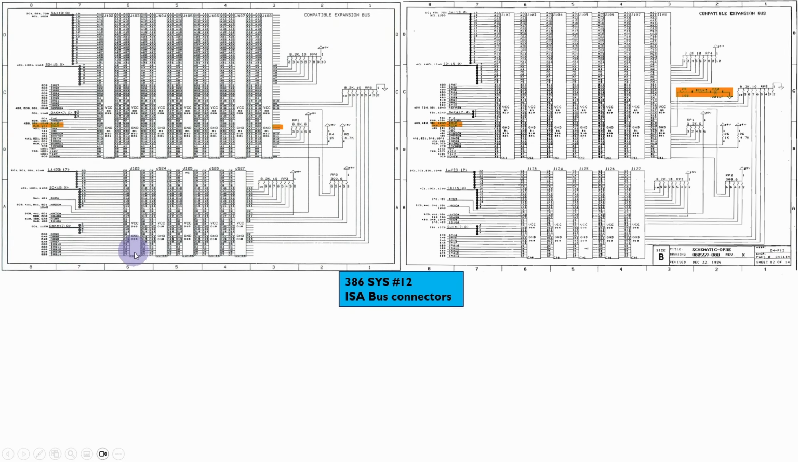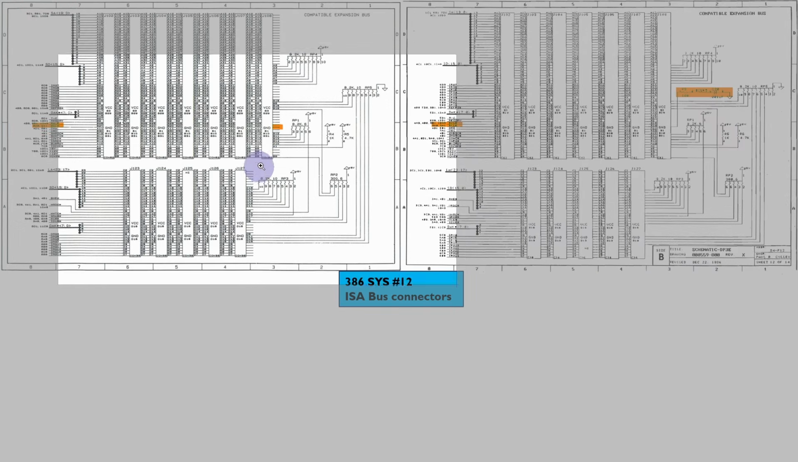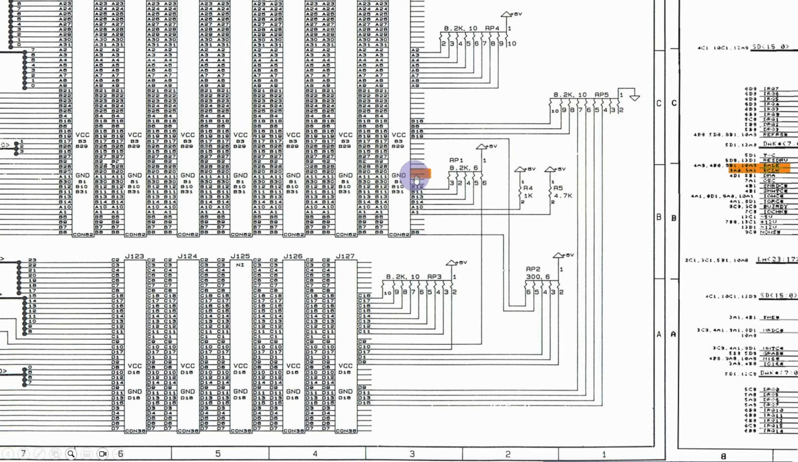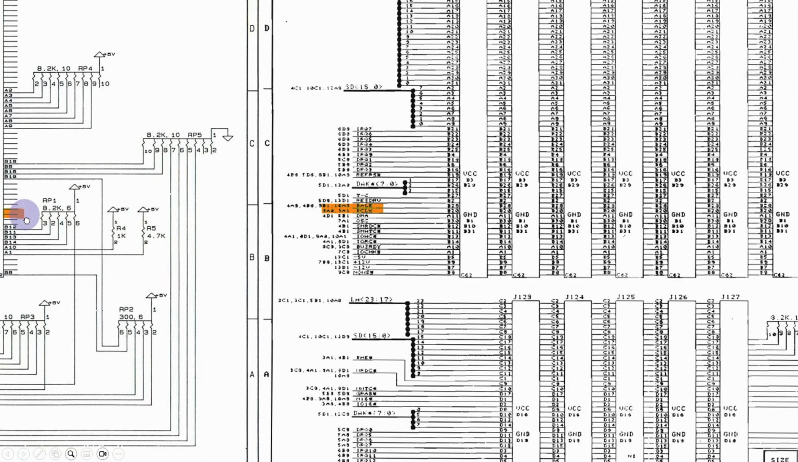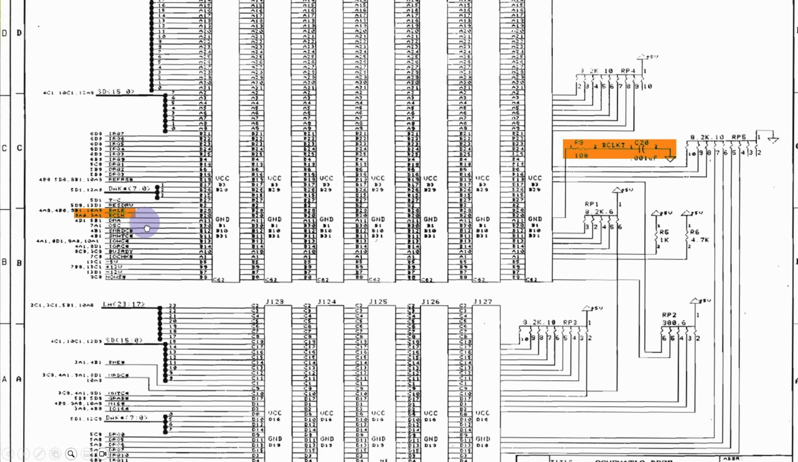Then we've got the ISA bus connectors. Now again, there was just one small difference here. You'll notice that the clock signal here doesn't have anything on it, whereas the bus clock here again has some additional components here, and I suspect these again are to stop reflections and things to improve the signal quality across here.